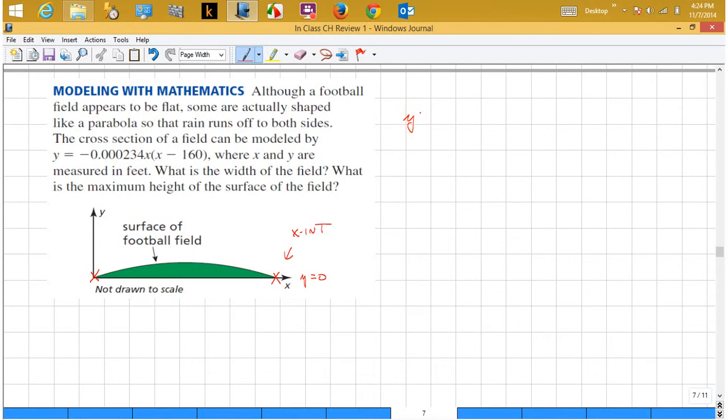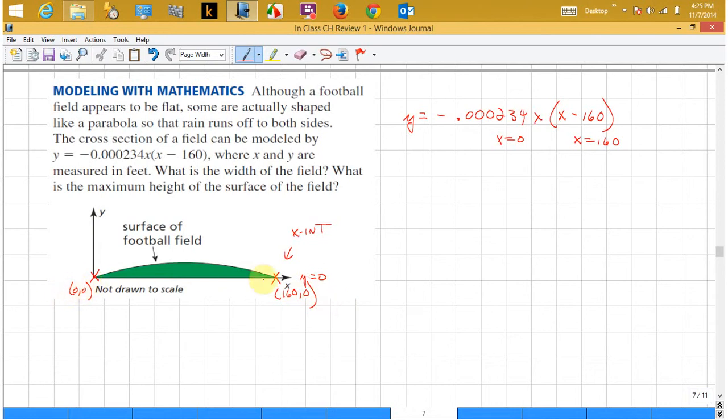We have y is equal to a negative 0.000234 times x times (x minus 160). And that's intercept form. So if I find the place where this value of x goes to 0, which of course would be x equal to 0, and where this factor over here goes to 0, that'll be x is equal to 160, I'll find the places of the x-intercepts. So I know now that this place on this side would be the point (0, 0). Over here, the other point would be (160, 0).